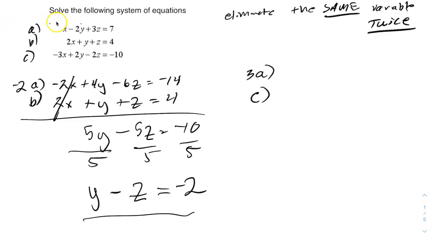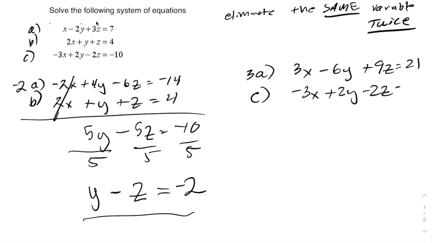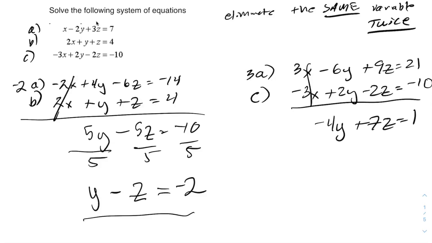Multiply the top row, A, by 3, so I'm gonna get 3x minus 6y plus 9z equals 21. And the bottom row, C, I'm gonna keep the way it is: 3x plus 2y minus 2z equals -10. Add them up, cancel, -4y plus 7z equals 11. So I have that equation.